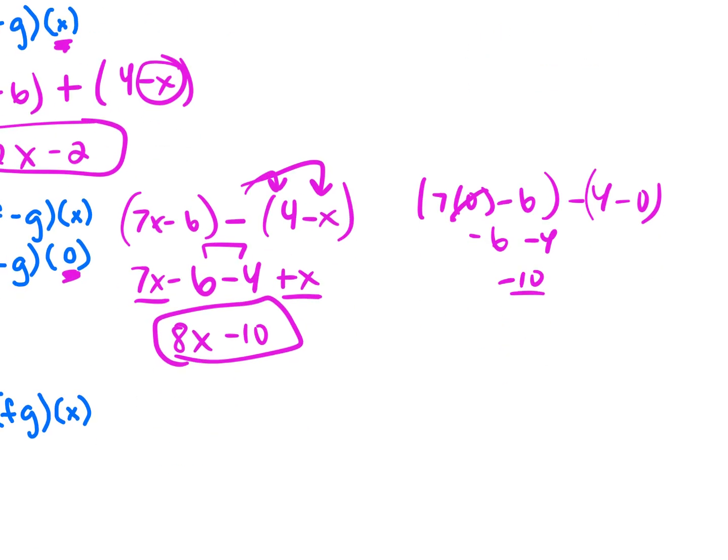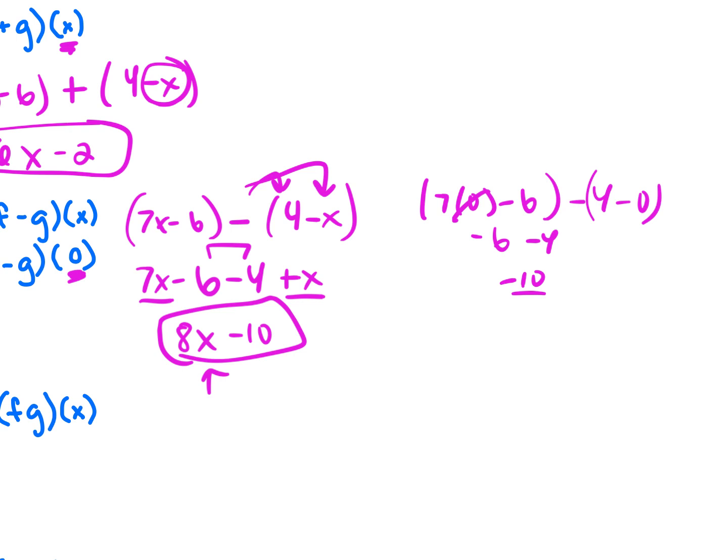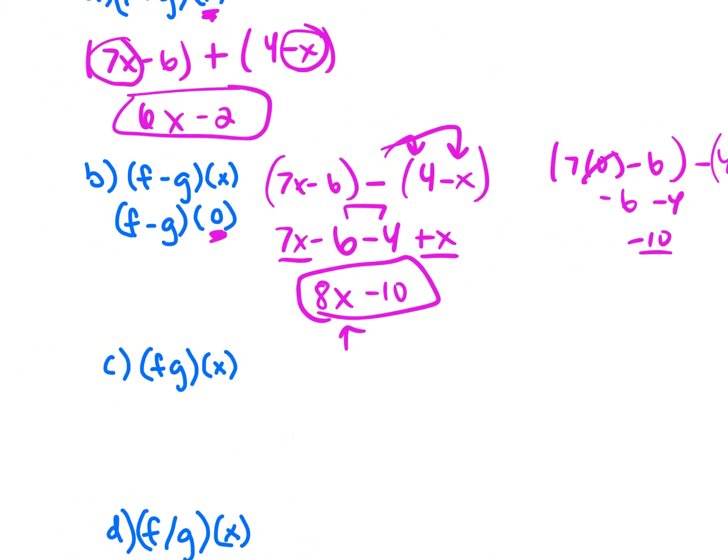Could I have just plugged in the 0 right here after I already combined it? Sure. Whichever way you guys would like to do it, that's fine. If you want to combine the function first, then substitute in, or if you want to substitute in throughout, it does not matter. But look, if I plugged in 0 there, I would have gotten -10 as well. That makes sense? All right, let's go to multiplication.